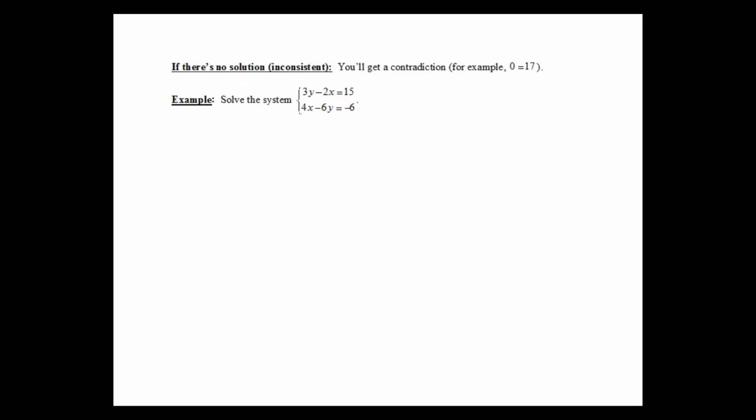Okay, and in that previous example, we had a consistent independent system where we found one ordered pair that was a solution. There are some other things that can happen. If there's no solution, we'll get a contradiction. Let's look at this example. Let's solve this system by elimination. Actually, let's multiply this one by -3 to eliminate the y's.